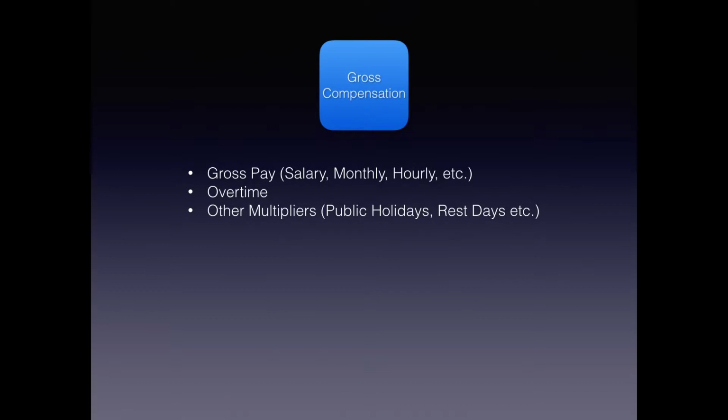Salary. Salary means that they get paid the same fixed amount each payroll, regardless of their attendance. Monthly. Monthly is very similar to salary. Monthly paid employees also get an amount each month, but it's not fixed. It will fluctuate based on their attendance.